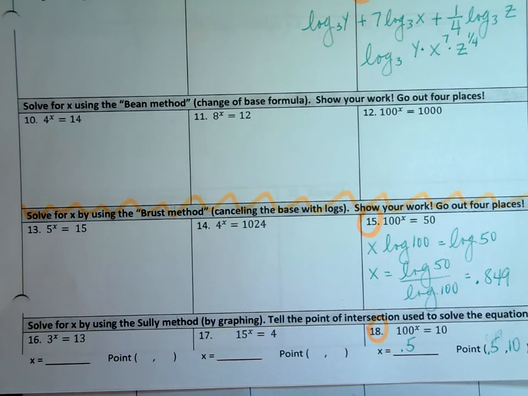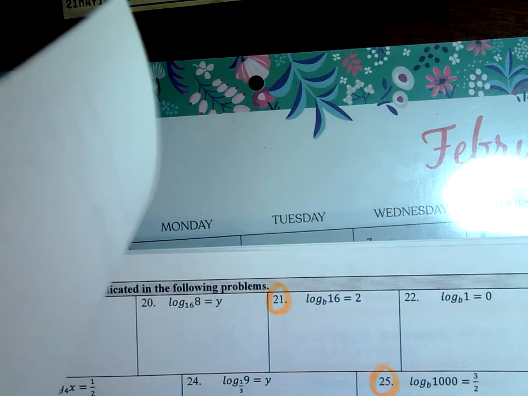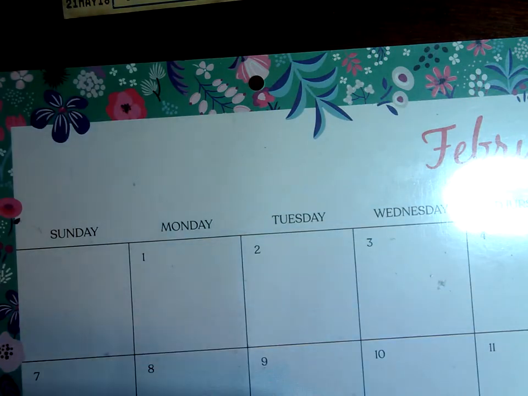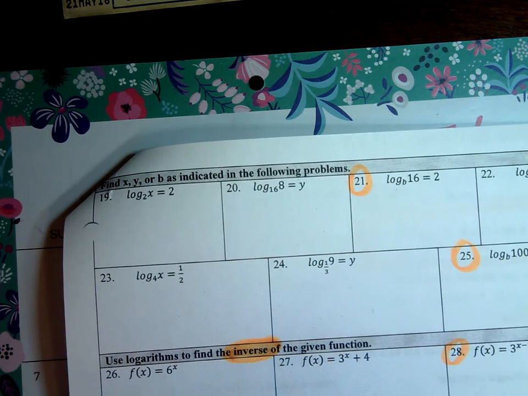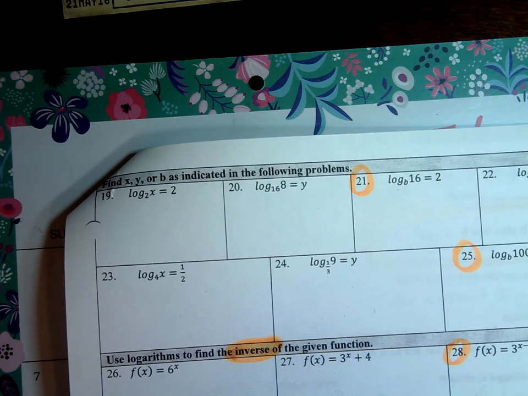Winner, how many more are you going to do? And I say, oh my gosh, 4. All right, 21 is next. 21, it says, find x, y, or b in these problems.